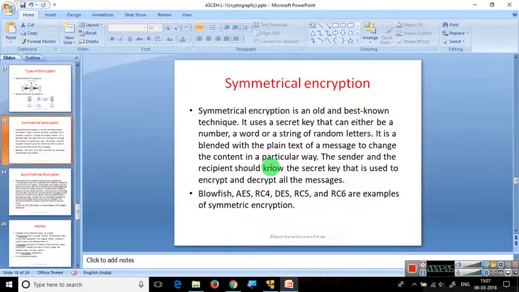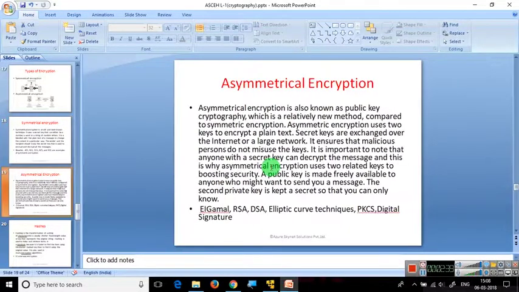That is, in case of symmetric encryption, you need a key to encrypt as well as the same key to decrypt the message. The best examples of symmetric encryption are Blowfish, AES, RC4, DES, RC5, RC6, and so on. There are a lot of algorithms of symmetric encryption. In the next module, ACH level 2, we have elaborated these types of encryption. The next one is asymmetric encryption.